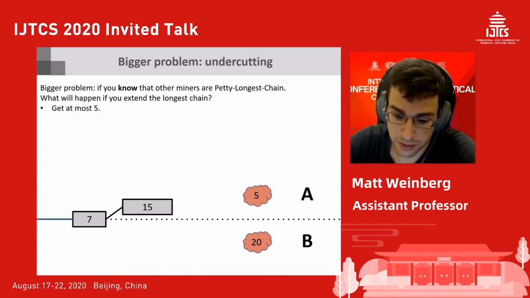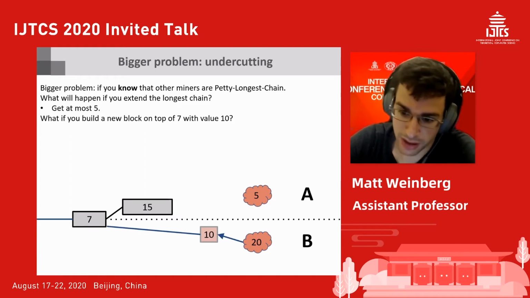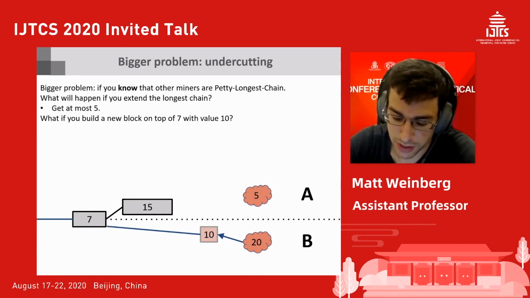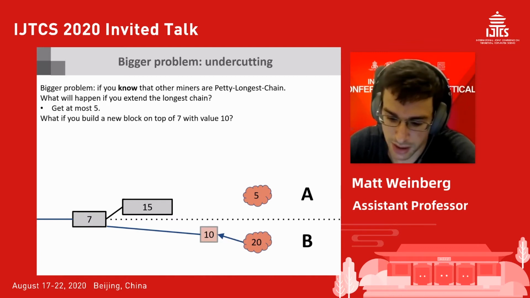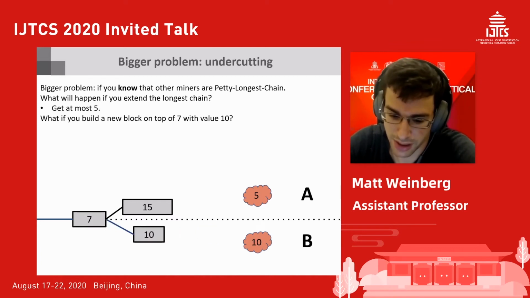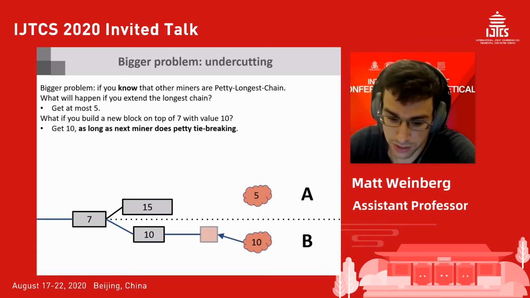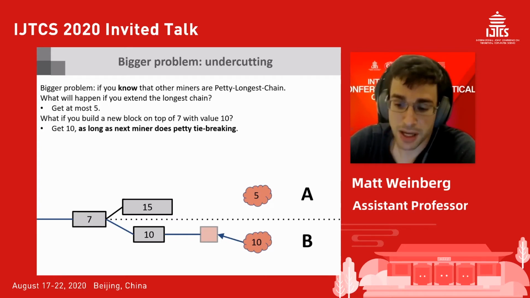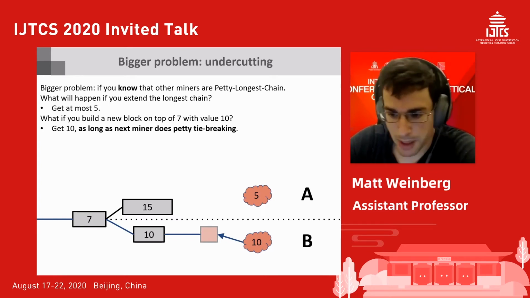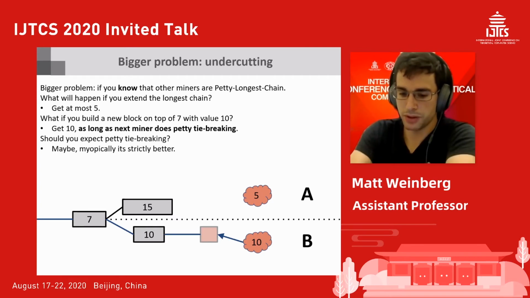Now, here's something else you could do. You could be the reason that there was this conflicting block in the first place, right? So you could make a block on top of the 7 that has 10 transaction fees in it. And now if the next miner is petty tie breaking, then you are actually going to become the new longest chain.